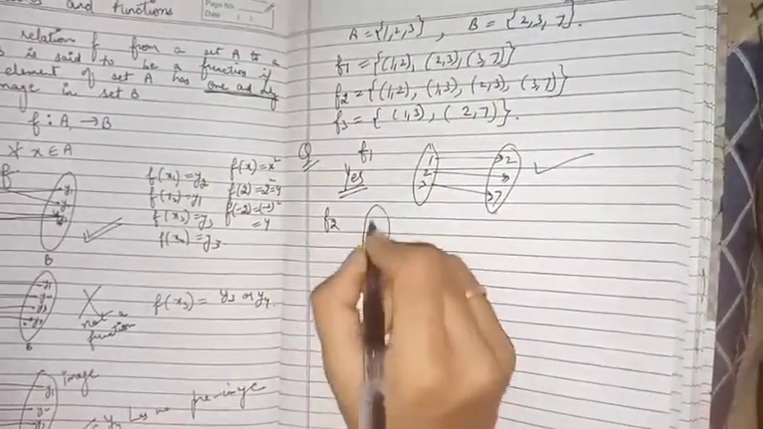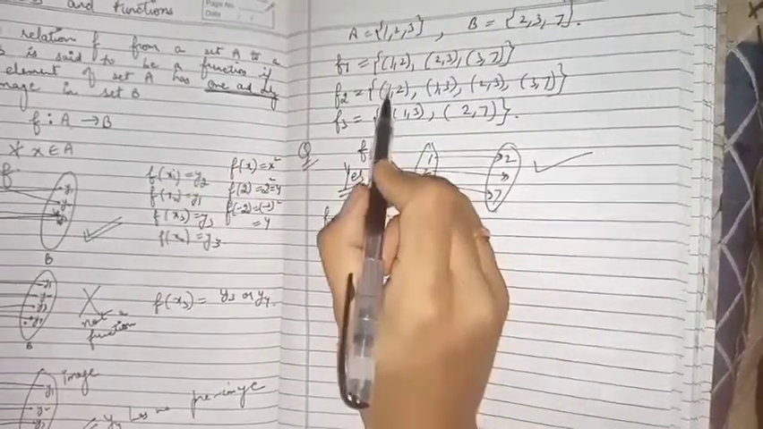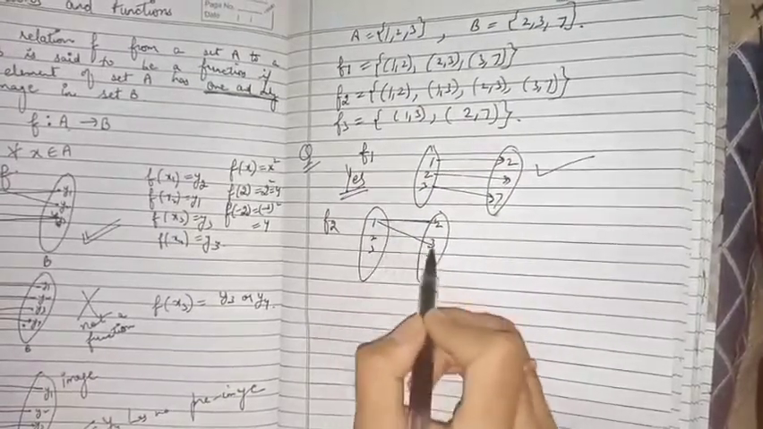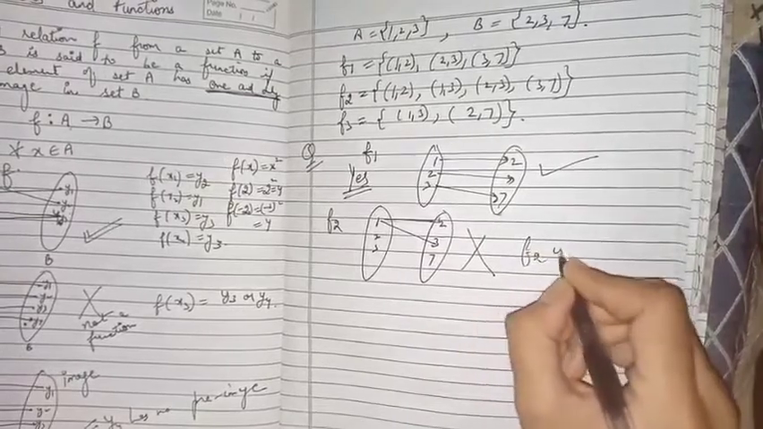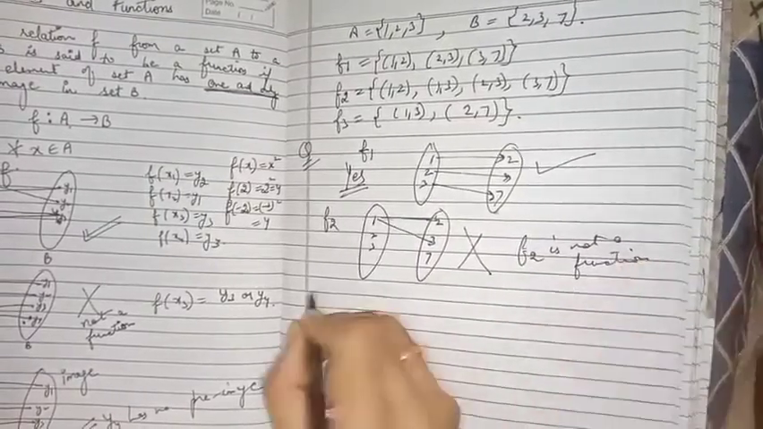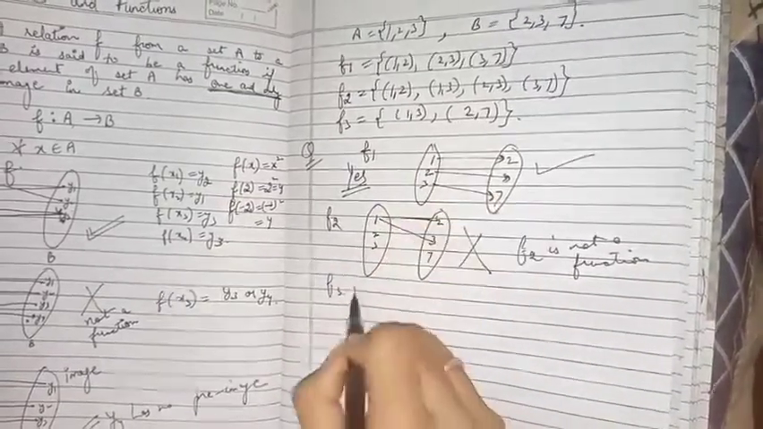Now take F2. What is F2? (1, 2), (1, 3), (2, 3), (3, 7). Image of 1 is 2. Image of 1 is 3. That means 1 has 2 images, which can never happen in case of a function. So F2 is not a function. Are you getting what I am saying here? In case of F3, image of 1 is 3, image of 2 is 7. That means it is a function.